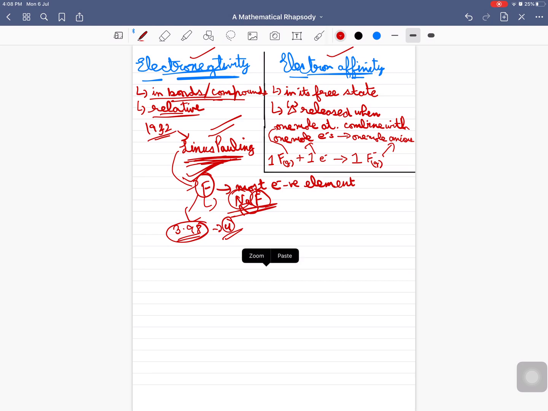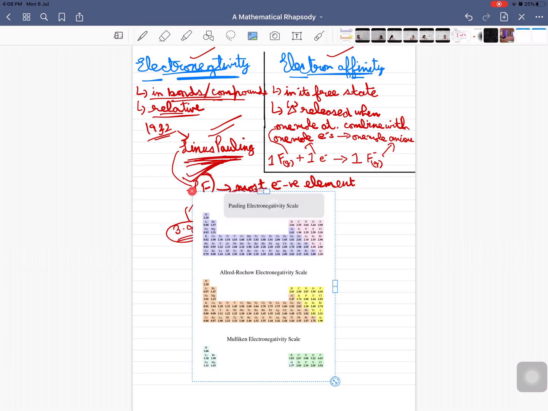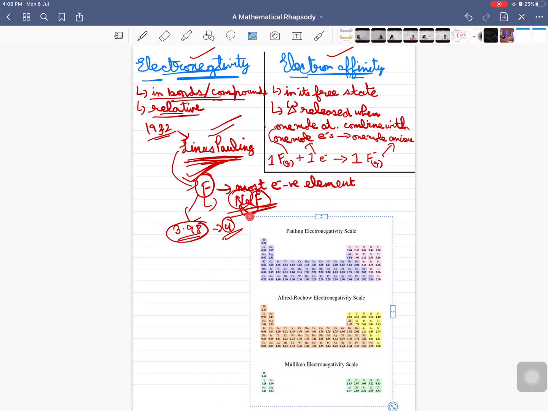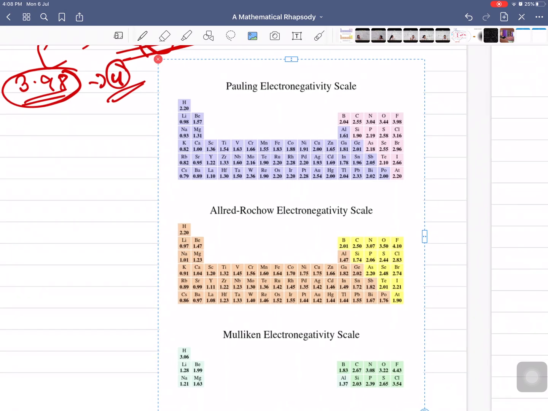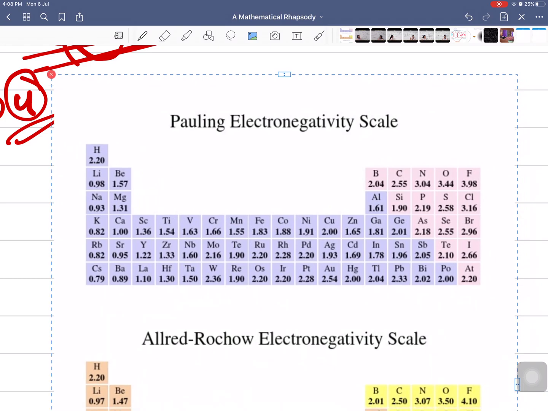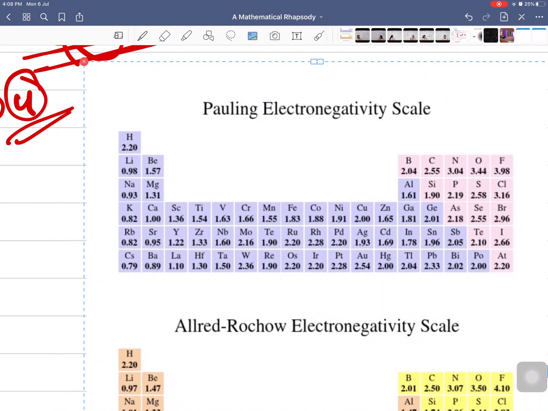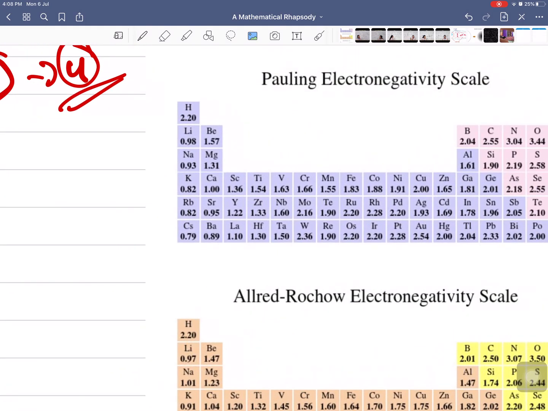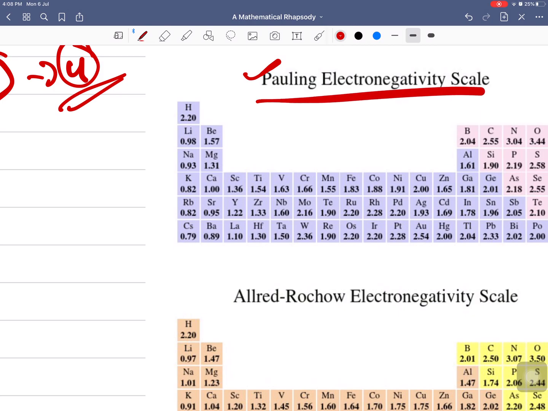Since I said this is relative, many scientists also came forward and gave their tables, with respect to other elements and atoms. I'm going to paste it here. Okay, this is Pauling's electronegativity scale, as you can see right here. In the first table you can see here, this is Pauling's electronegativity scale, right? Okay, this is important.